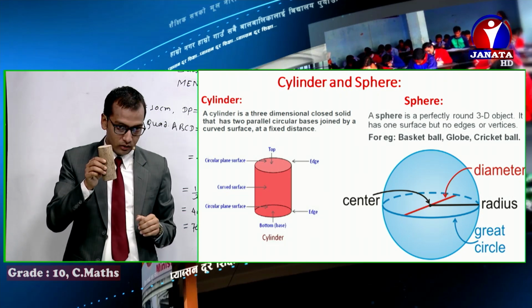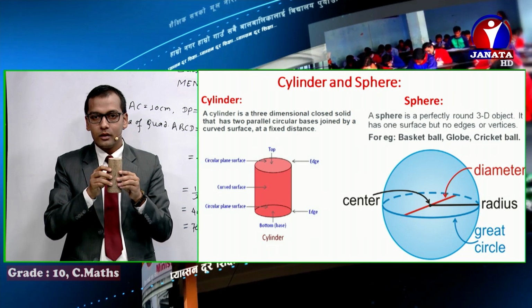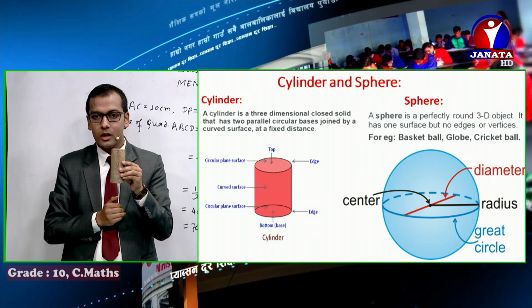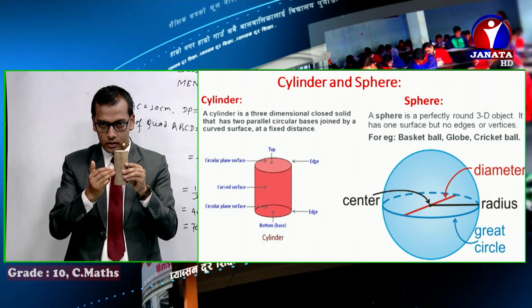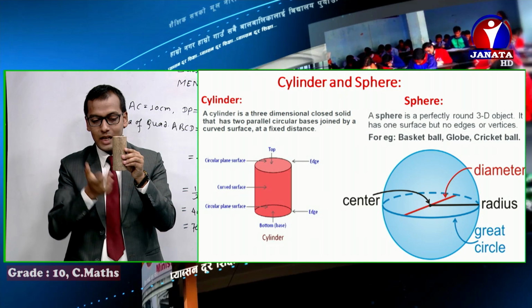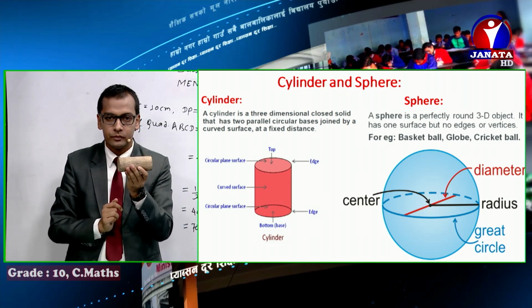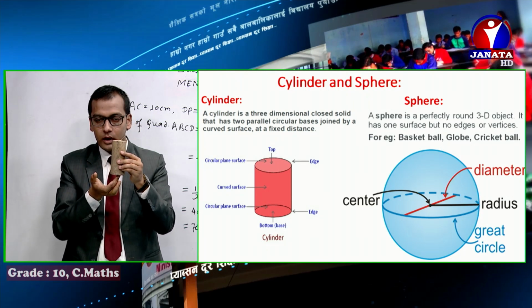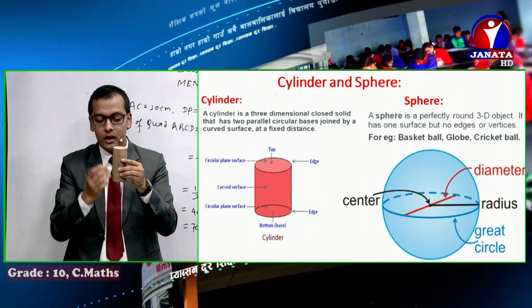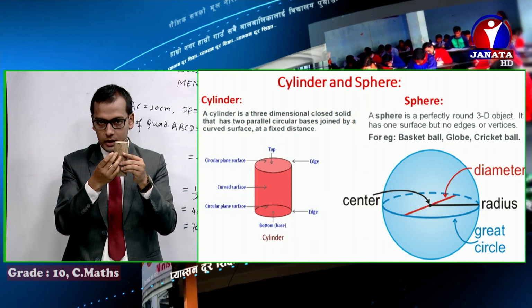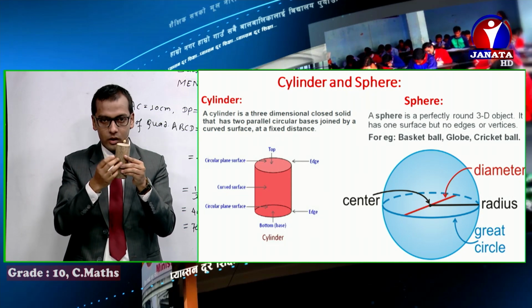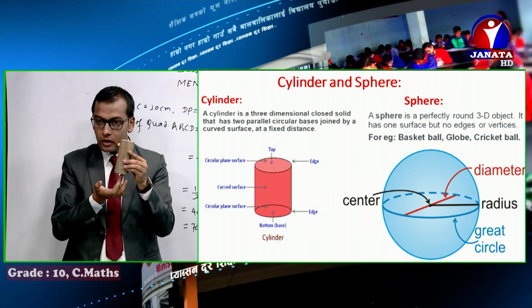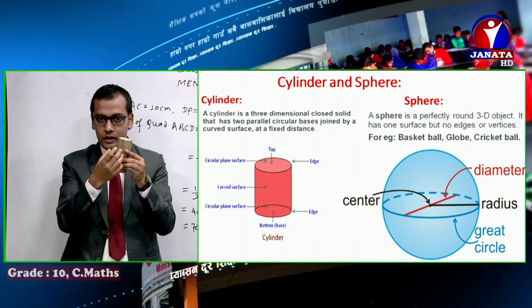Let me repeat it again. Cylinder is a three-dimensional object which has two plane surfaces called circular bases. This is base and top. We can say two ends, and these two plane surfaces are parallel to each other, and these two surfaces are connected by a middle region, curved surface, or we also say lateral surface. So it has three surfaces, but two different kinds of surface, means one is plane surface base and one is curved surface. The middle region is curved.